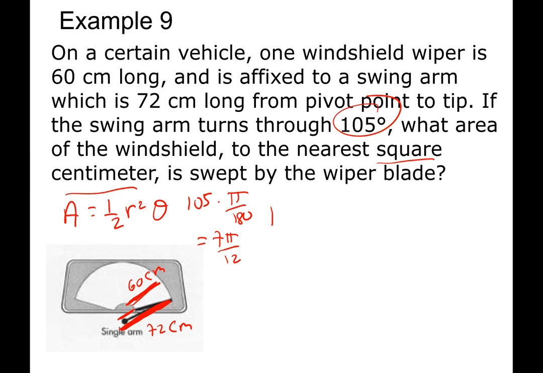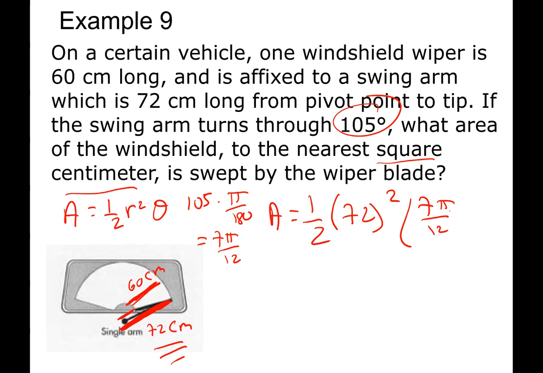So again, we're going to start by finding the area of the entire region of the pivoted arm. So that would be 1/2 times 72 squared times 7 pi over 12. Then we would subtract off the part that we don't want. So the part that we don't want is here. That's not actually wiping anything. So if the entire distance of the arm is 72 and then you're only wiping the 60 centimeters, you're going to subtract off that region that has a radius of 12.